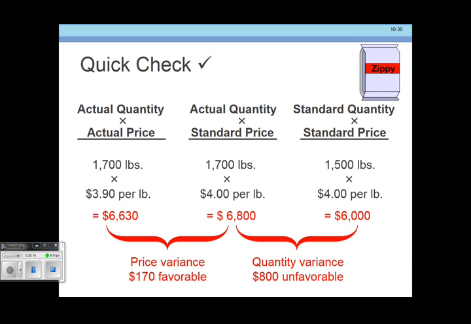And this is the way I would have set it up. Notice they put the entire 6,630 on the far left. They put the standard price and the standard quantity, for the 6,000, on the far right. And then they put the actual quantity of material they used, 1,700, and the $4 per pound in the center. That is the way I would have preferred to do it, but really it's up to you.